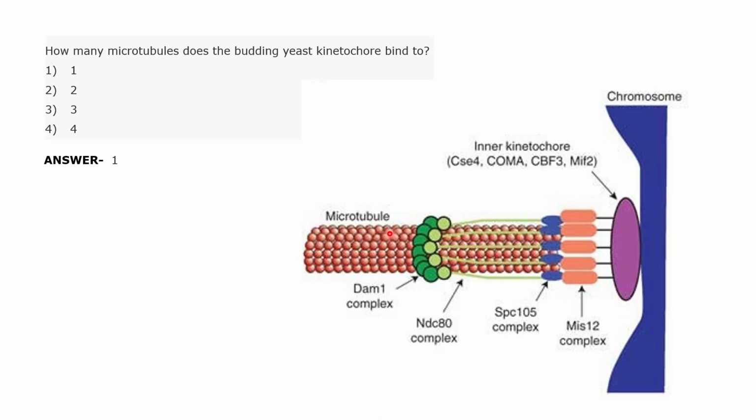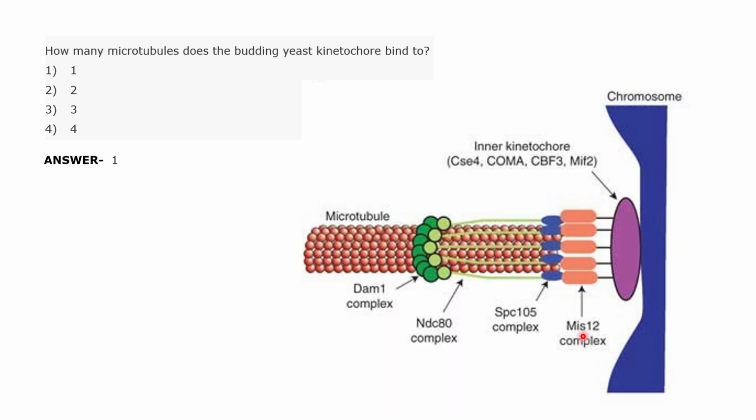You can see that this is the microtubule and this is the DAM1 complex. The DAM1 complex helps in anchoring this microtubule to the kinetochore, along with the help of other protein complexes called the NDC80 complex, SPC105 complex or MIS12 complex. The NDC80 acts as a long flexible anchor that helps in the interaction of the DAM1 complex with the SPC105 complex or MIS12 complex. And this MIS12 complex has the direct interaction with the inner kinetochore complex.